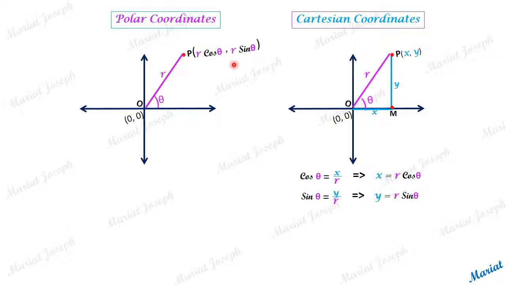That means we eliminated the x and y from here. Instead of the direct distances x and y, we have written the coordinates in terms of r and theta. If we write the coordinates in terms of r and theta, that is called polar coordinates. When the point is written in terms of x and y, that is called Cartesian coordinates. Polar coordinates and Cartesian coordinates. Let's look at some examples.